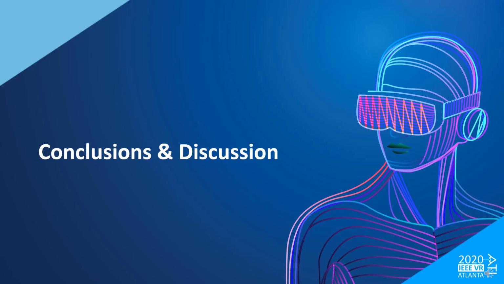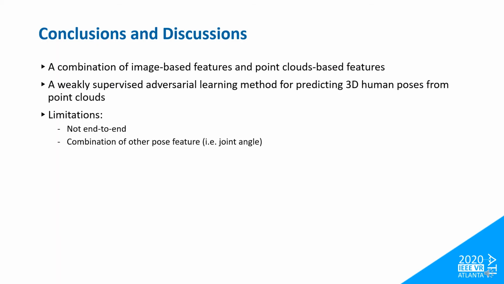So here is the last part, conclusion and discussion. In this work, we aim to combine the image-based feature and point cloud-based feature and propose a weakly supervised adversarial learning method for predicting 3D human poses from point clouds. We use both the fully labeled 3D data and weakly labeled 2D data to train a robust pose estimation model. Our experiments on benchmark datasets show that our proposed method can achieve the state-of-the-art performance.